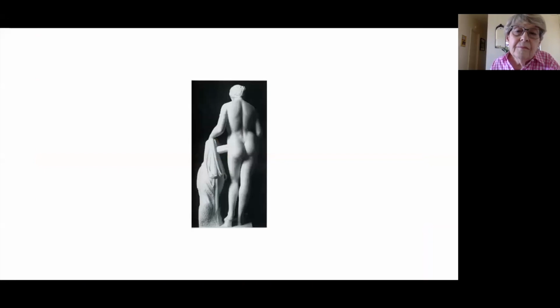And here she is from the back. This particular one we're looking at is in Rome, and you can see this copy was never meant to be seen from the back because it's even unfinished in this section right there.